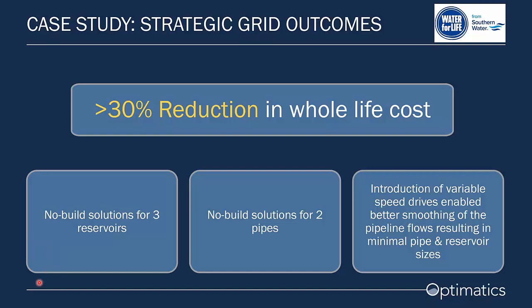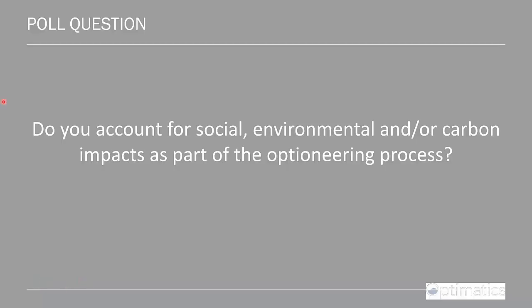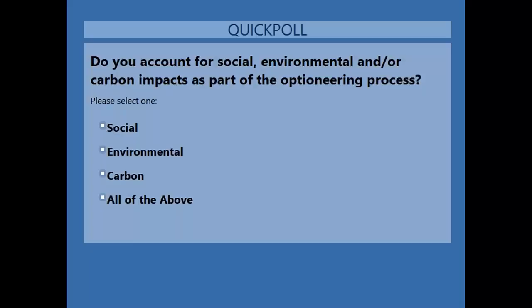So I'm going to wrap up that case study there and jump now to one more poll question for the presentation. So the question I want to focus on now is, do you account for social, environmental and/or carbon impacts as part of the optioneering process? So thinking back to what we currently do and how we currently tackle our engineering problems, we've got some answers coming through. We'll give people a couple more seconds.